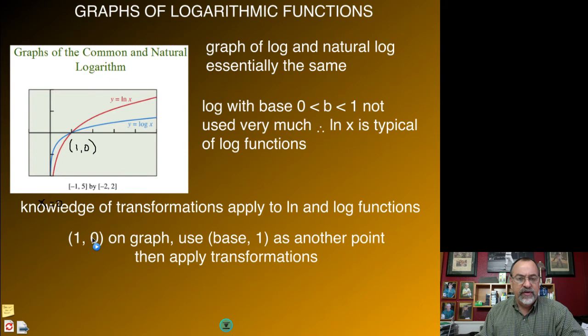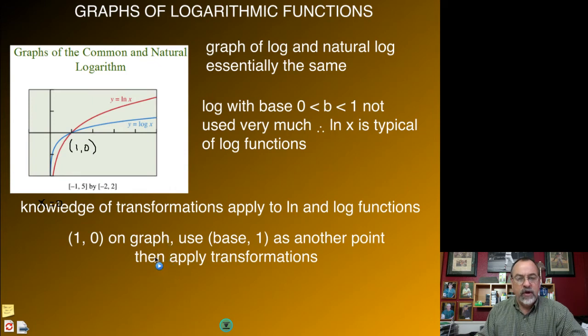So in order to graph these, we want to put our asymptote on there. We'll put 1, 0 on the graph. That will always be on the graph. And if you wanted a second point, the base as your x value and 1 is going to be another point that you could use. Once you have those points, then you can apply the transformations to both the points and the asymptotes in order to sketch the graphs.